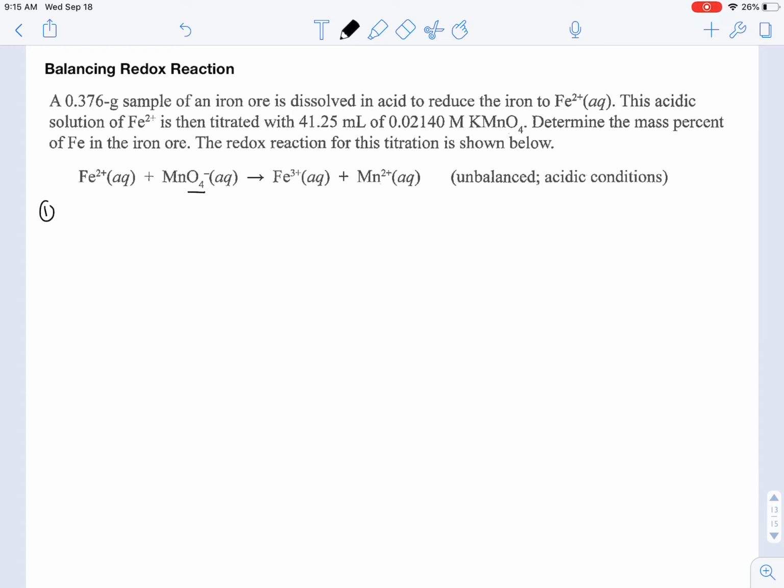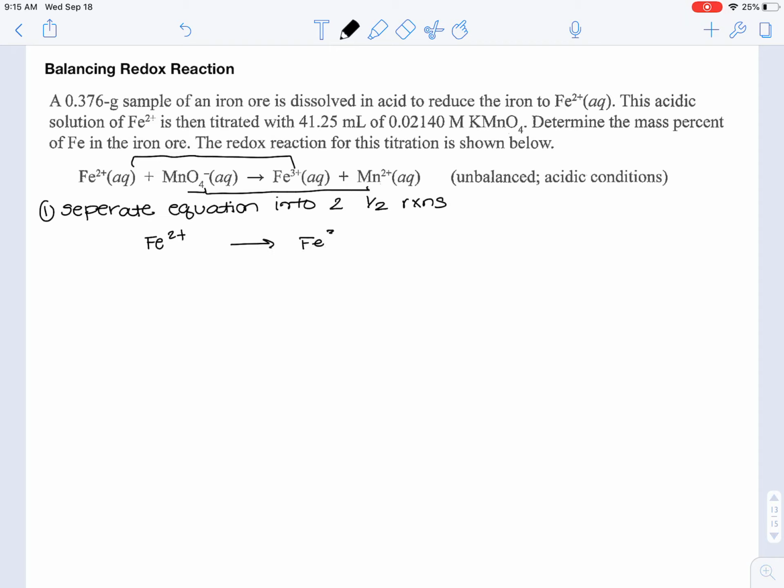The way to do that is to separate the equation into two half reactions. So the iron's together, and the permanganate and manganese are together. Therefore we have Fe2+ and Fe3+, and MnO4- and Mn2+.